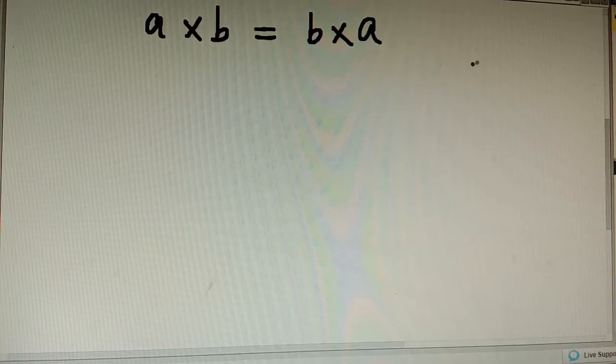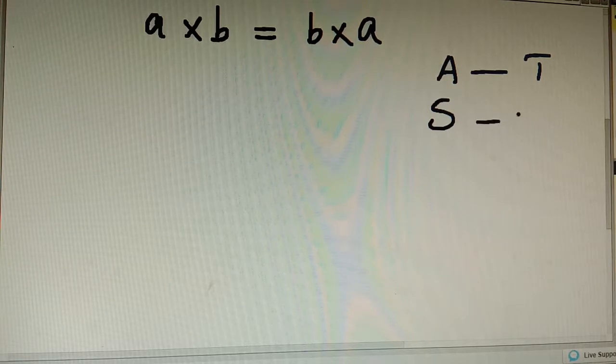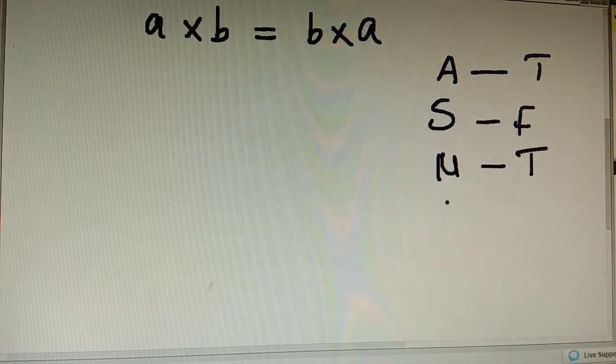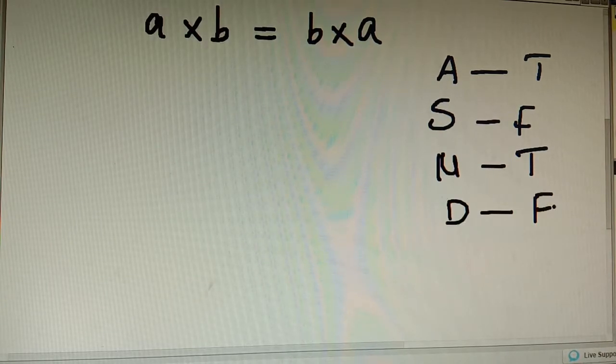So now you listen once more. In case of addition, that is true. In case of subtraction, that is not true. Then in multiplication, commutative property is true, and in case of division, that is false. So in two cases that is true, and in other two cases that is false. In case of addition and multiplication, commutative property is true, but in case of subtraction and division, that is false. Now you got it.